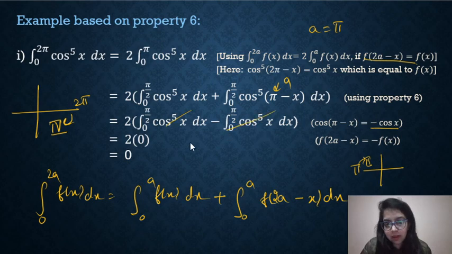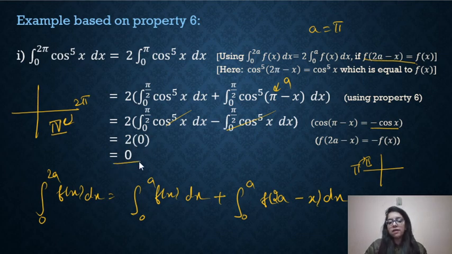And that is simple, this and this got cancelled, that is 0. So 2 into 0 is equal to 0. So we get the answer as 0. A very simple question, a very good question. Okay, so let's proceed further.